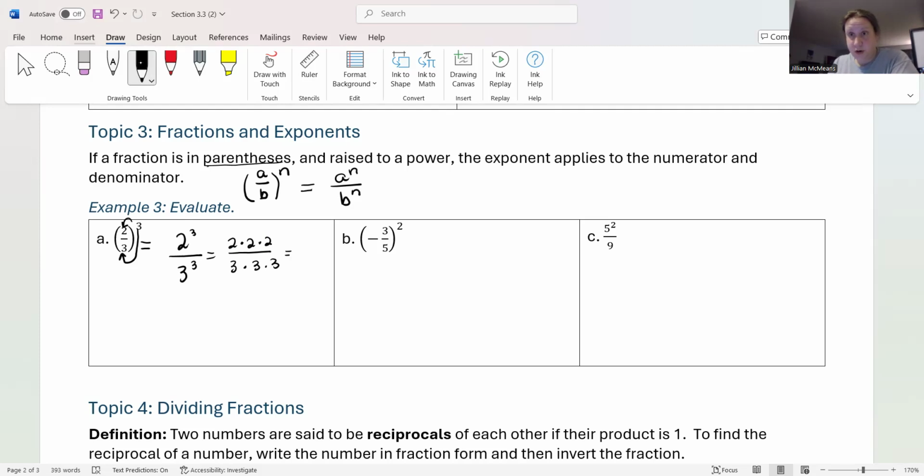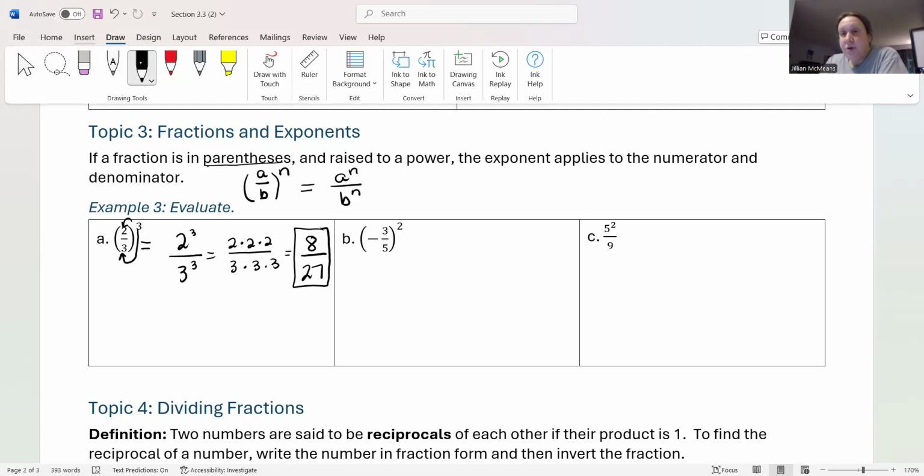So 2 to the third is 2 times 2, which is 4, times 2 again is 8. And then 3 to the third is 3 times 3, which is 9, and then 9 times 3 again is 27. So 2/3 to the third power is equal to 8/27.